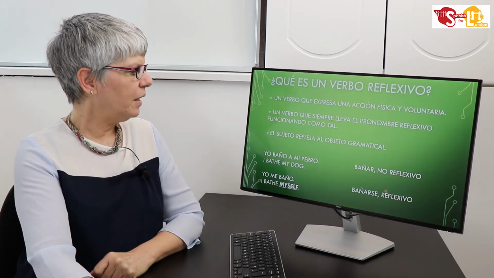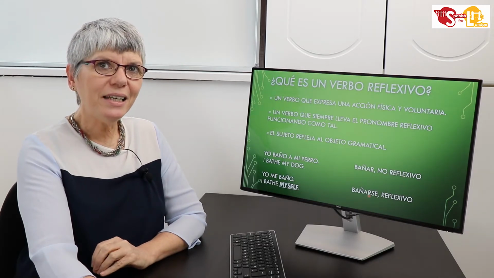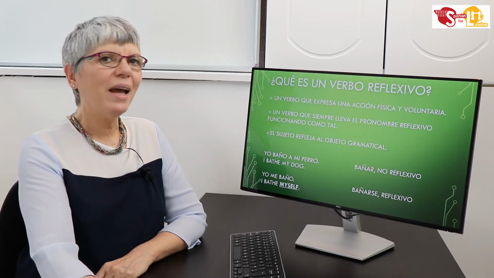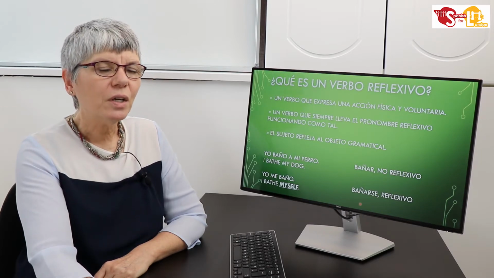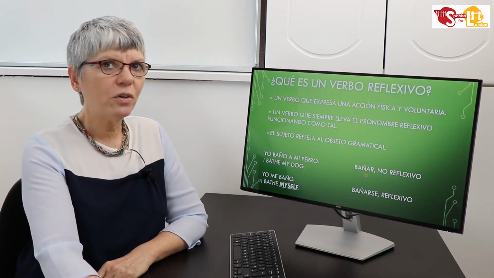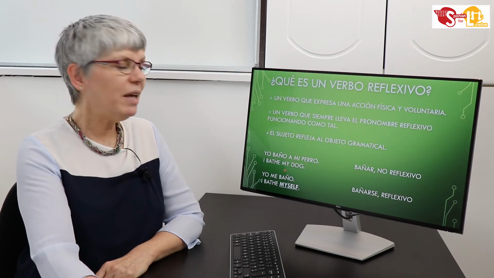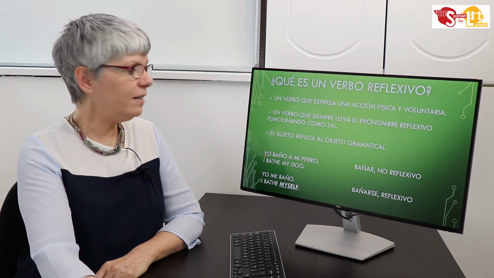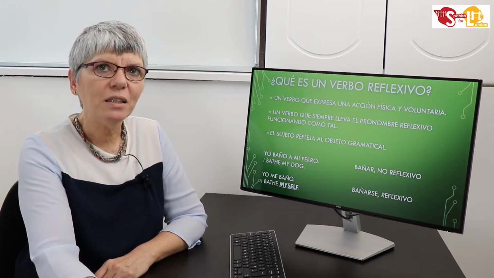Okay. Now, take a look at this, because this is another thing which is very, very clear if you understand the difference. When I have the verb bañar, this is to bathe. And bañarse is to bathe yourself. So this is a big difference, because when I use bañar, this is a non-reflexive verb. For example, yo baño a mi perro. I bathe my dog. In this case, I, yo, the subject, is not reflecting the object, because the object is not me, it's my dog.